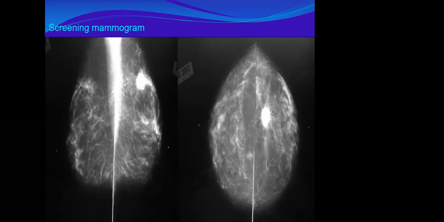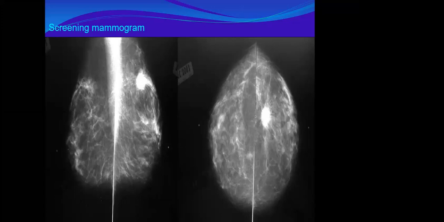There is no associated skin thickening or calcification, but the skin is not very clear here. From here it is BI-RADS 4C. Why? Speculated, so it will be BI-RADS 5. Sorry, you forgot? Yes, this is BI-RADS 5.